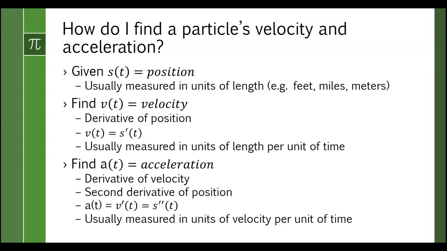All right. So then that leads to PVA. So position, velocity, acceleration. Position is usually measured in units of length. Velocity is usually measured in length with respect to change in time. Velocity is always the derivative of position. Acceleration is the derivative of velocity. It's the second derivative of position, and it's usually measured in the units of velocity over another unit of time.